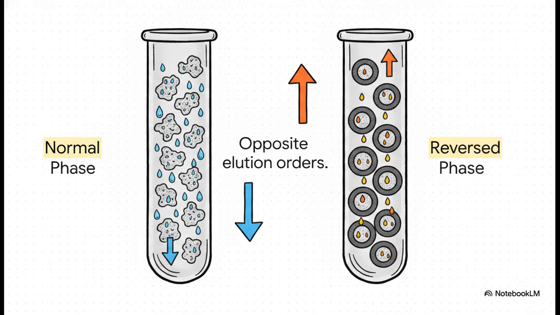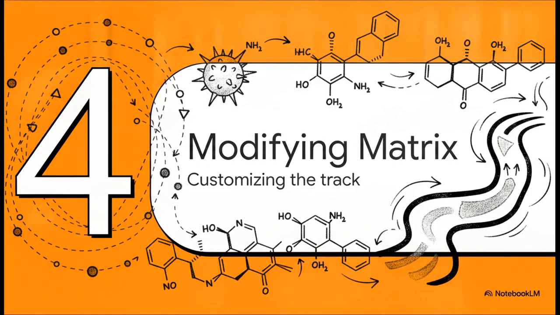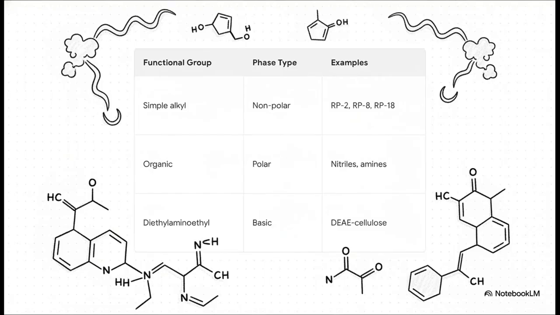It literally flips the script. Section 4. Modifying the silica matrix to customize the track. So, how do chemists actually build these custom tracks? Covalent bonding. They can bind various chains directly to the silanol groups right on the silica surface.